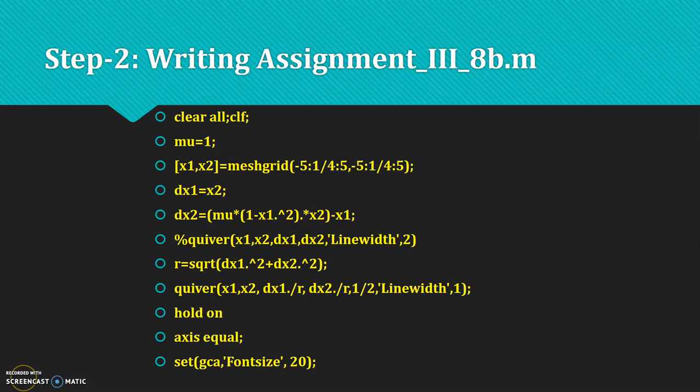Next, what we have done is try to write the program in a straightforward way. You can see I have written clear all, clf here, and the mu value has been assigned to 1. I will request you to try out feeding mu as an input from the MATLAB command window, or assigning the value of mu from 1 to 1000, whatever you choose.